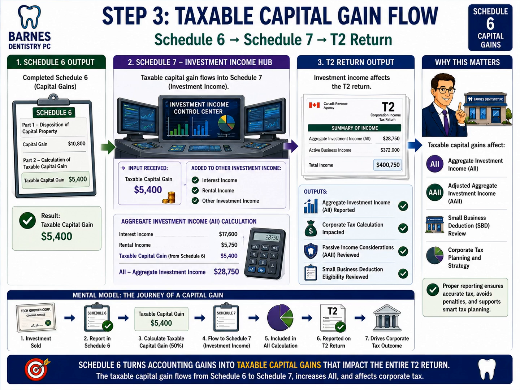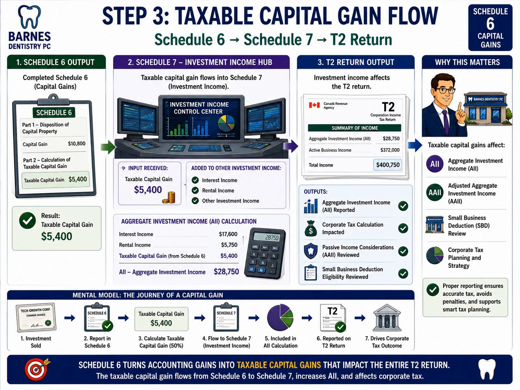Now look at the center of the slide. The taxable capital gain of $5,400 flows into Schedule 7. Remember that Schedule 7 serves as the corporation's investment income hub. It gathers investment income from multiple sources and combines them into a single calculation. In the Barnes Dentistry case, Schedule 7 already contains interest income of $17,600 and rental income of $5,750. When the taxable capital gain from Schedule 6 is added, the total investment income increases.